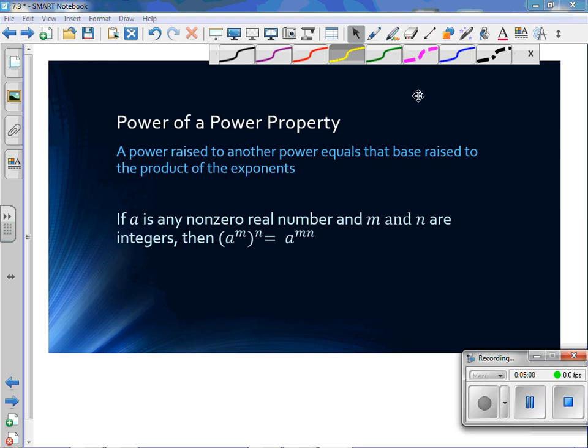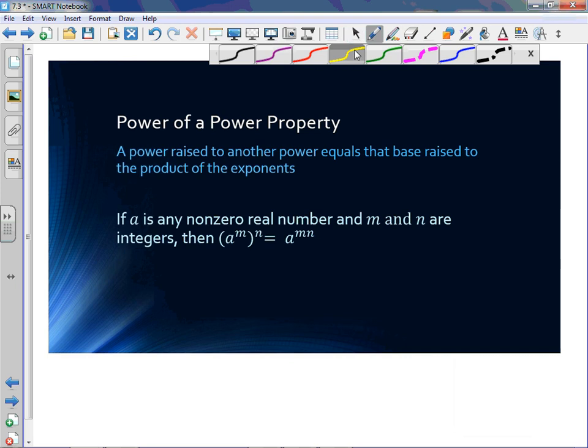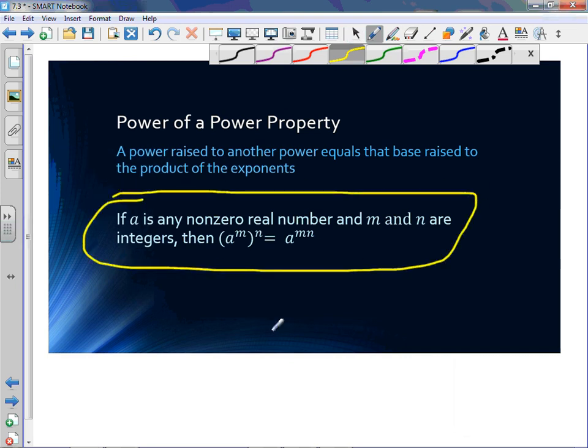Okay, here's our next rule, power of a power property. Again, I would prefer if you wrote this part down. It's really hard to do with typing, but sometimes the problem would look like this, a to the m, and n is an exponent. So when it's an exponent to an exponent, or a power to a power, you multiply the two together.